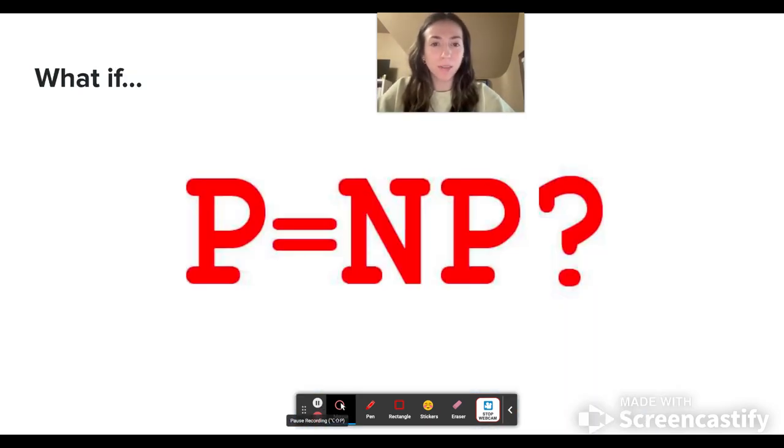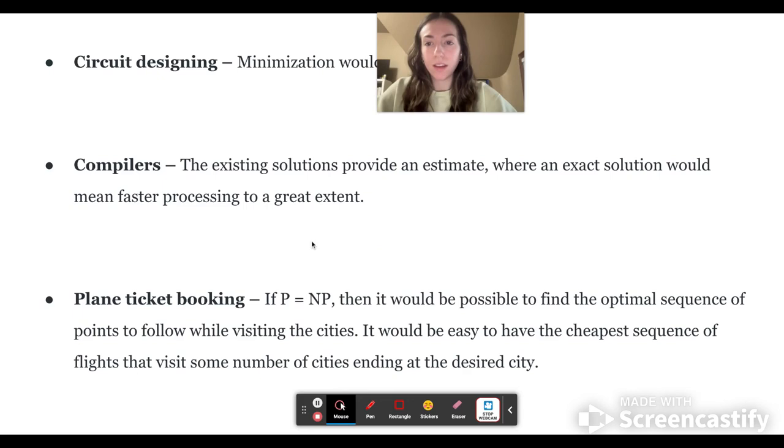So what if P equals NP? Well, it would provide answers to a large number of concrete problems we have in our world today. Some of these improvements or solutions can be seen in this list, but it is just a small example of what would be changed. So first off, we have circuit designing. Minimalization for circuit designing could be easily done. Large Boolean circuits are solved based on approximations. Hardware dependency can be largely reduced if circuit solving can be easily computed.